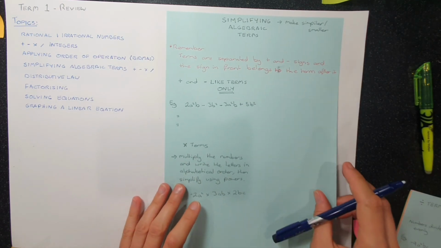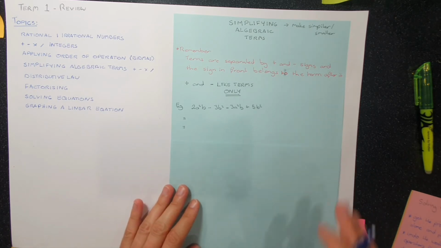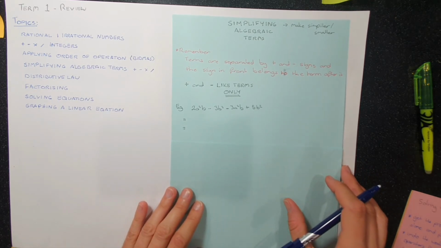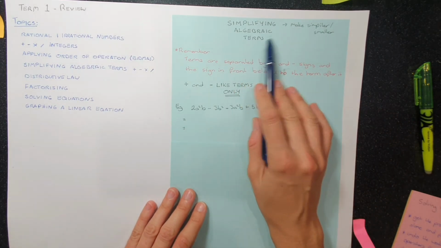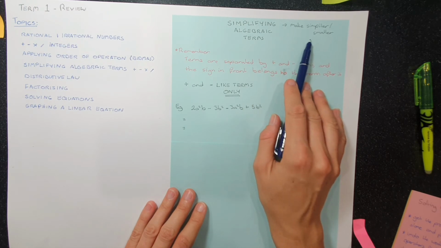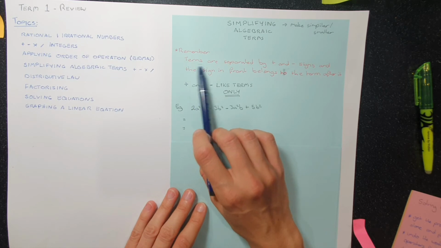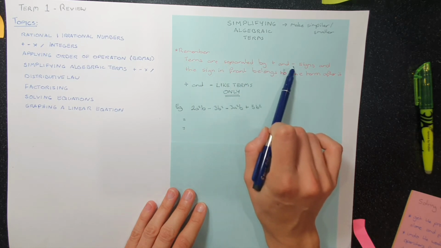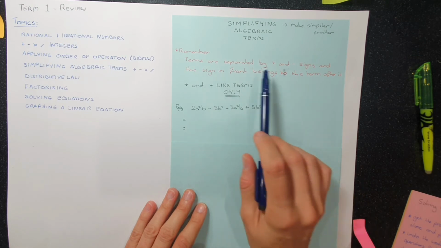Simplifying algebraic terms is where we're heading next. What I'm going to do is get us to focus only on a piece of it at a time, so I'm just going to keep this bit covered as we go. We'll show a little bit more of it. Simplifying means to make smaller, so simpler or smaller. In this situation, I need you to remember that terms are separated by add and subtract signs. You need to remember what your terms are and you need to be able to identify them.